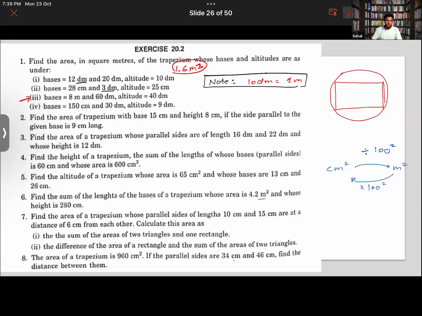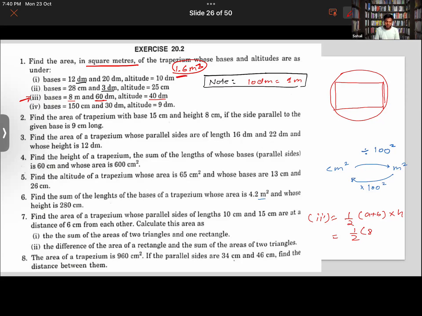Have you converted all the units? I mean to say, the bases are 8 meter and 60 decimeter. Altitude is 40 decimeter. Third number you are solving. It would be half into A plus B into the height between them. So A here is 8. And B here, in the question it is 60. We have to find in square meters. Yes, you have to find it in the square meters. So for the first one also you had to convert.